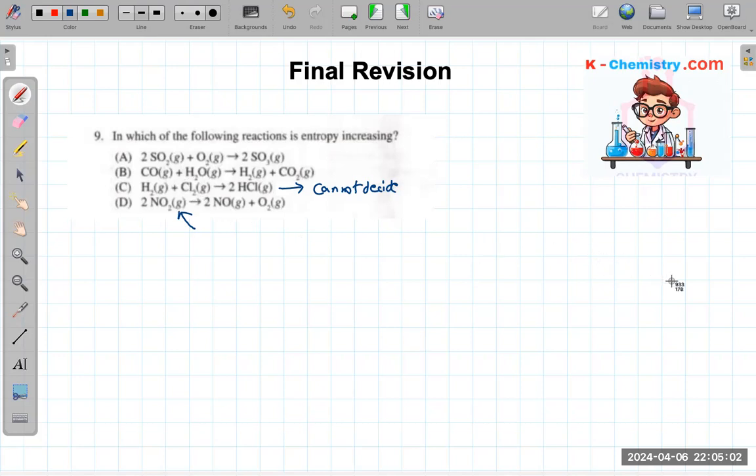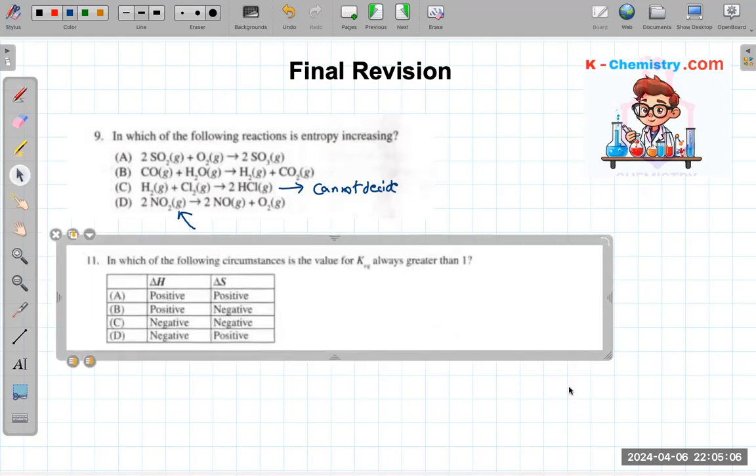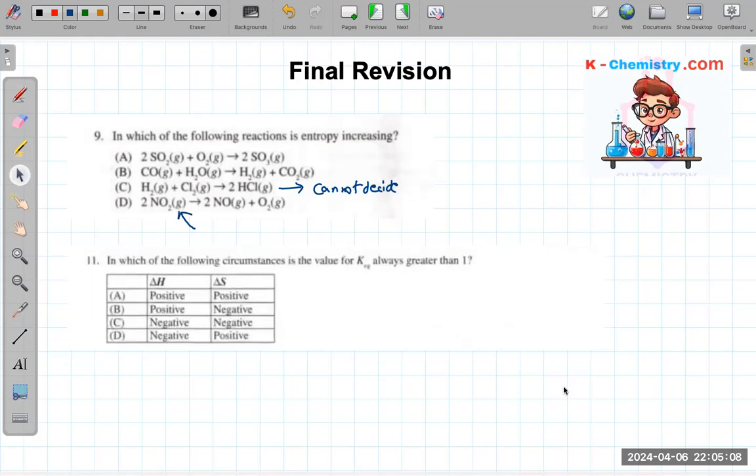Okay, this is a good one also. In which of the following circumstances is the value for K equilibrium always greater than 1? So, here, it's favoring the products. Right?